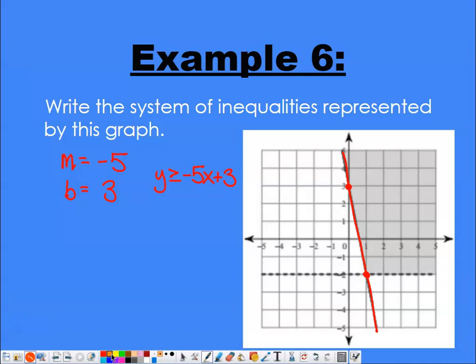Let's take a look at that next line. So we have this line right here. It is dashed. Keep that in mind. It is shaded above. It is on the y-axis, and it is at negative 2. So we have y is greater than negative 2. Those two inequalities create our system. So this is our final answer.